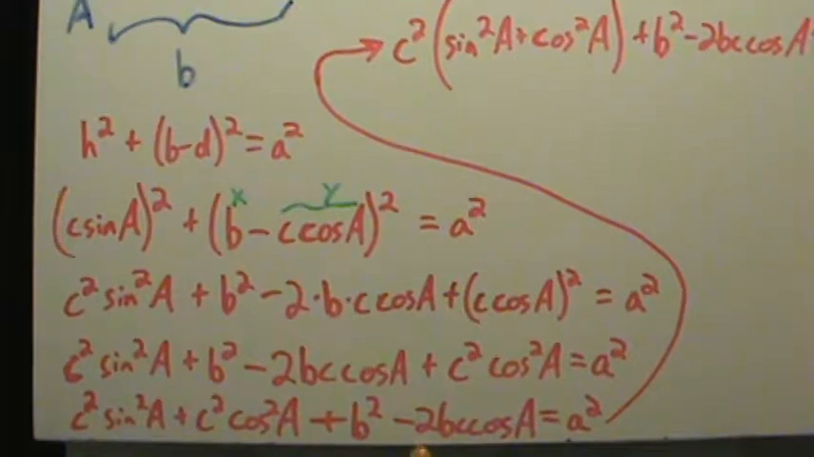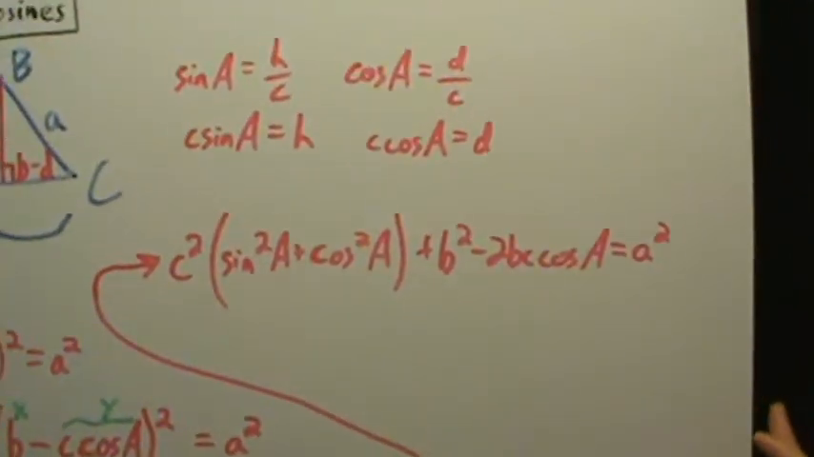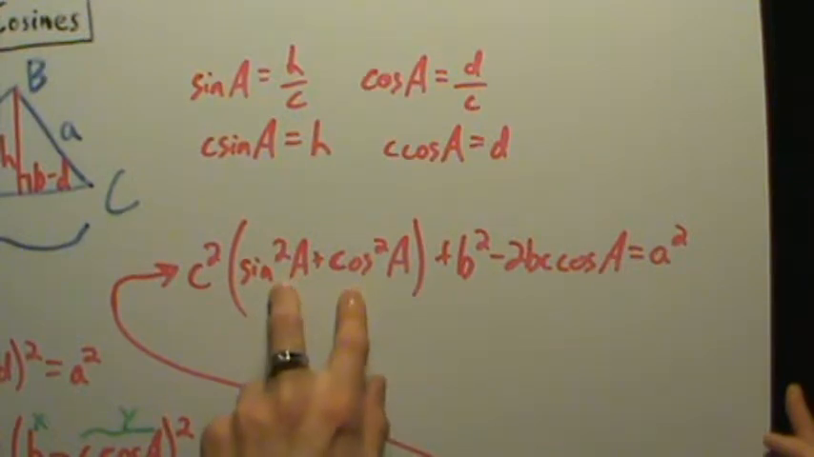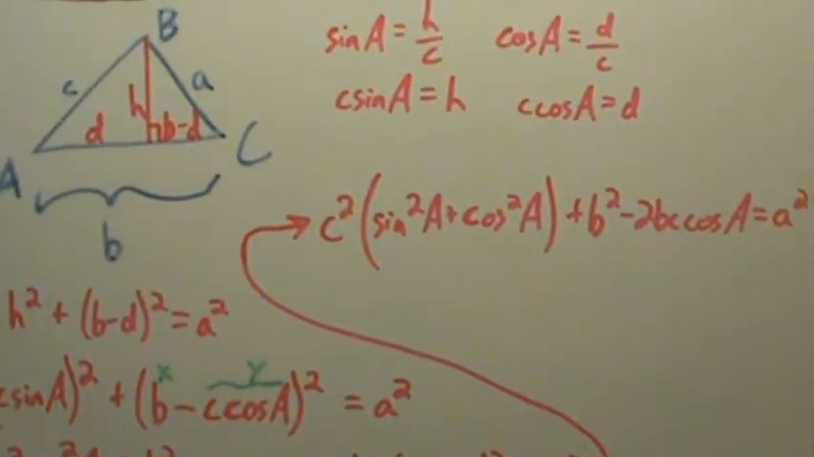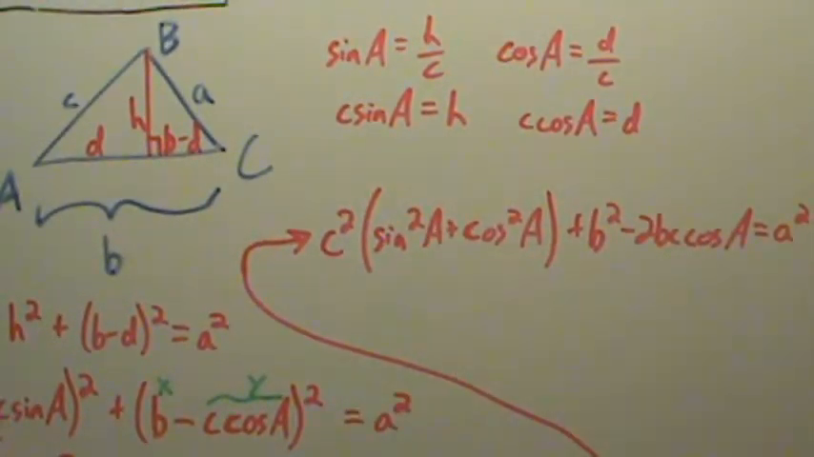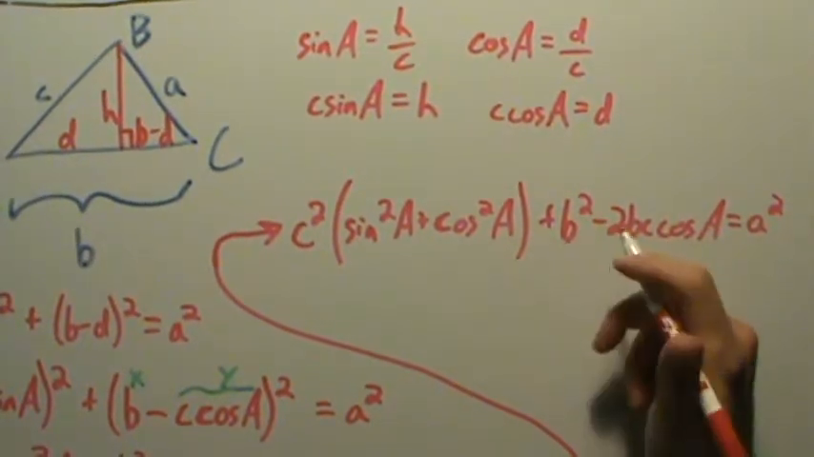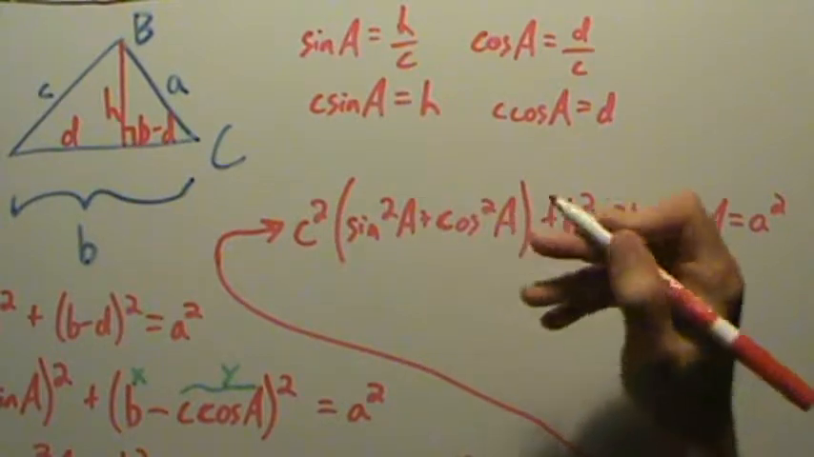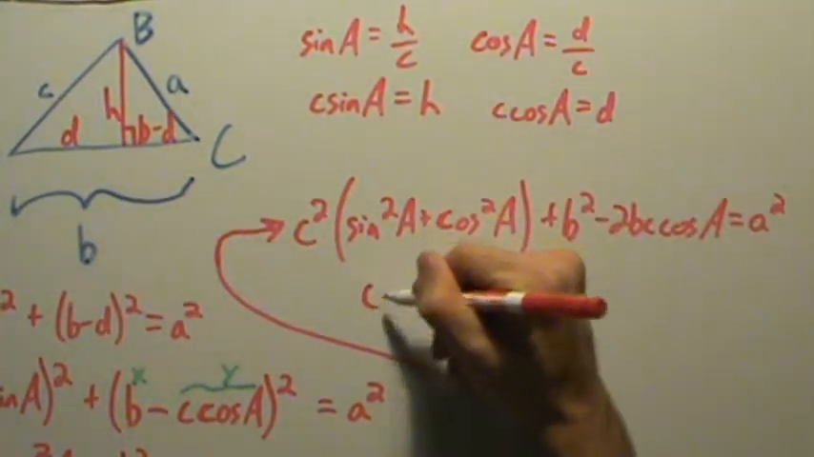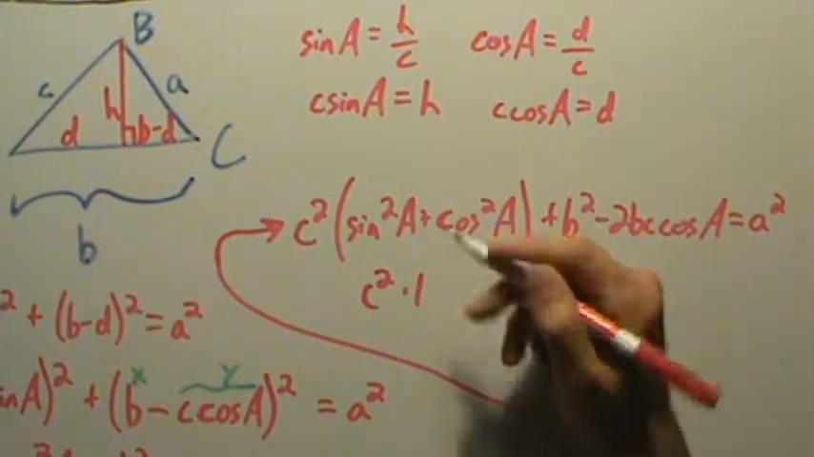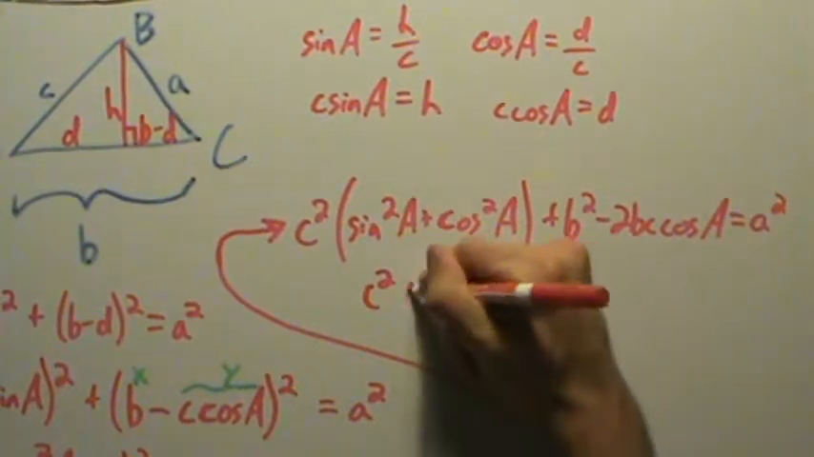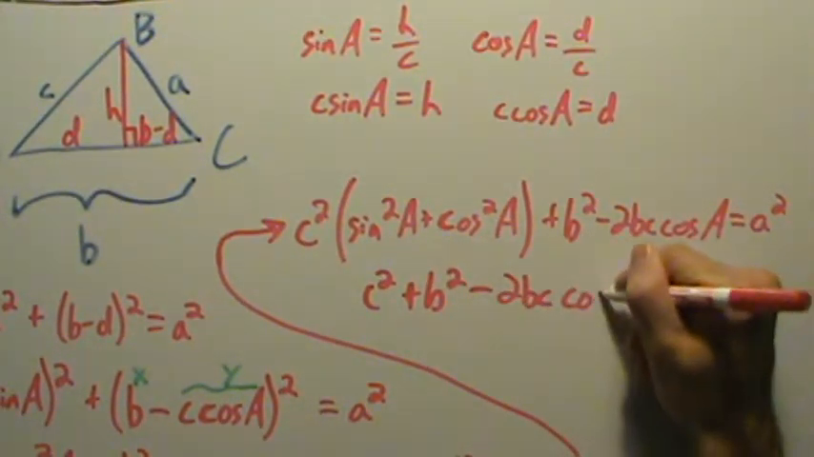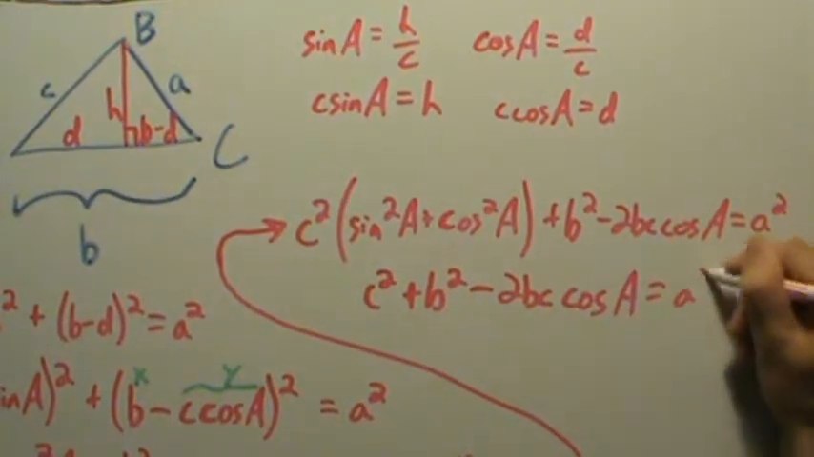Okay. So let's move up here now. Now, what is sine squared of A plus cosine squared of A? That's one of the Pythagorean identities from trig. So very, very important identity. One of the most important in all of math. Definitely want to remember that wherever we go in life. So now this becomes, this is just 1. So this becomes c squared times 1, which is really just c squared, plus b squared minus 2bc cosine of capital A equals A squared.